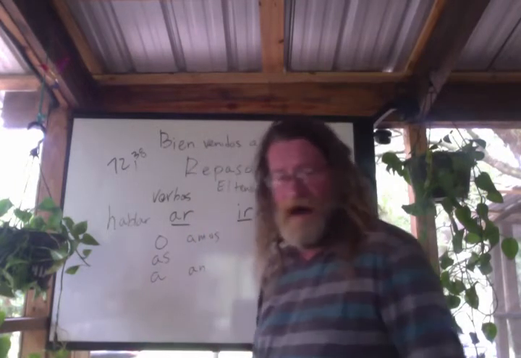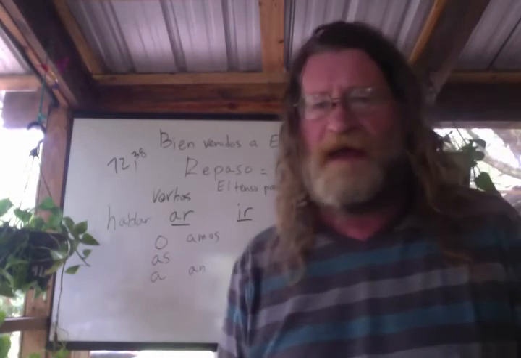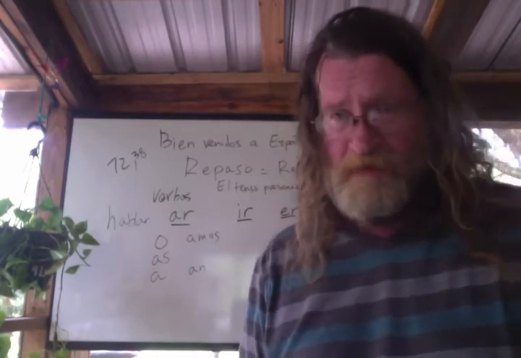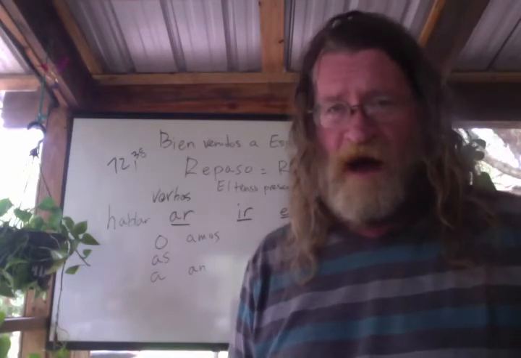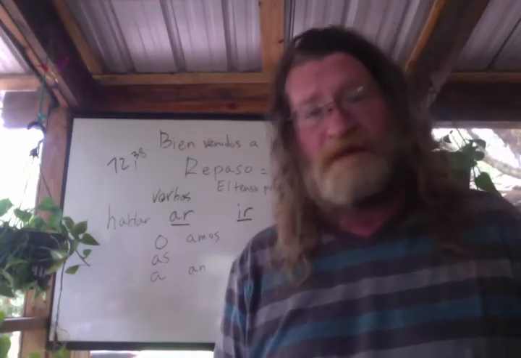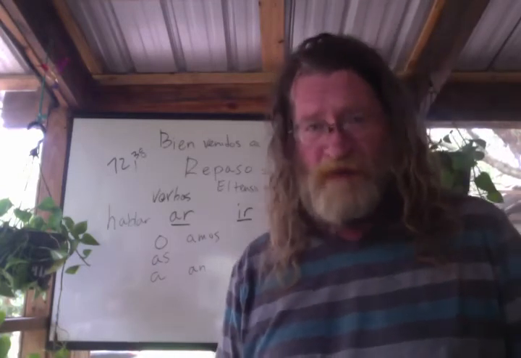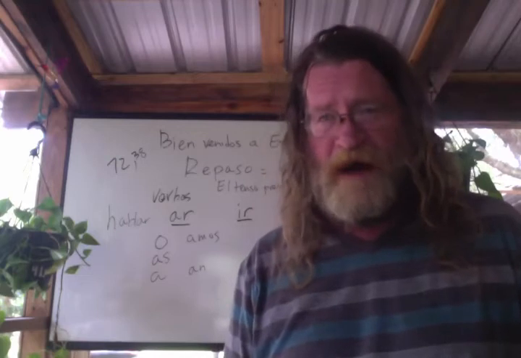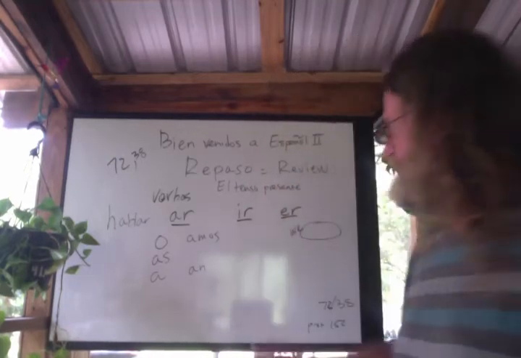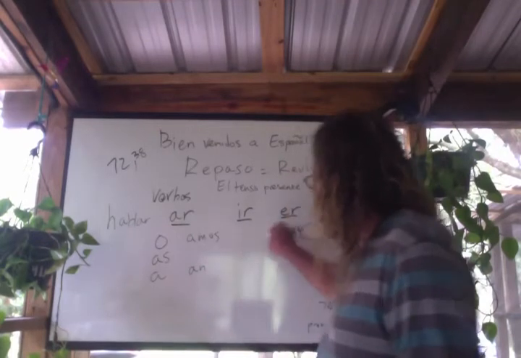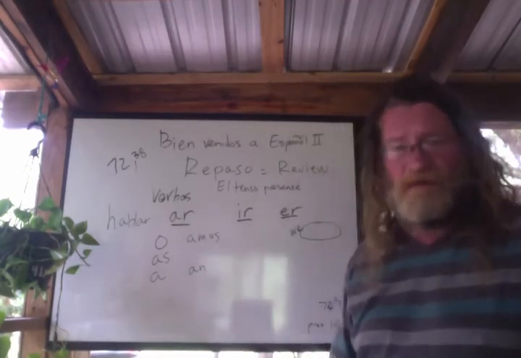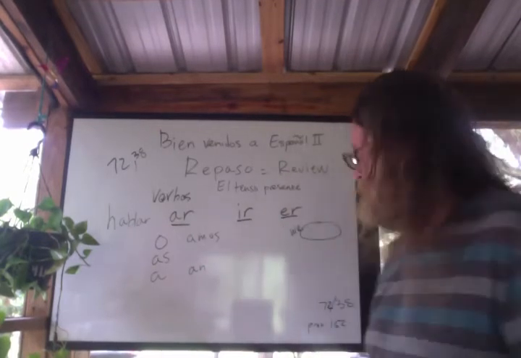O, as, a, amos, and on. O, as, a, amos, on. If you're watching this video, I would recommend that you repeat that. O, as, a, amos, on. Because what we do is we drop the ending, the AR, the IR, or the ER, in order to make the verb say what we want.